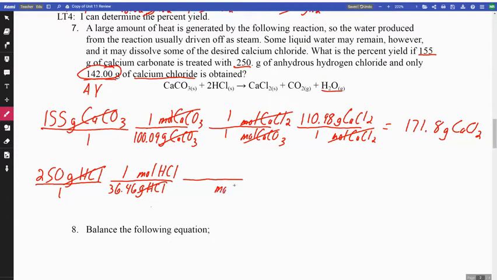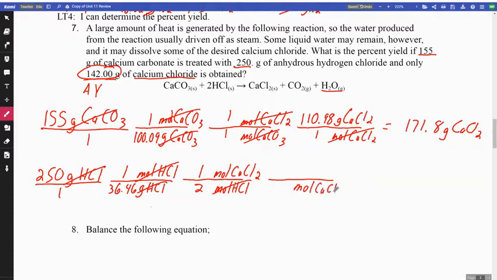Moles HCl on bottom, moles calcium chloride on top. This is moles and moles, so this is our coefficients. Coefficient of HCl is 2, coefficient of CaCl2 is 1. Moles of HCl cancels out. We're left with moles of CaCl2. That's not where we want to be.